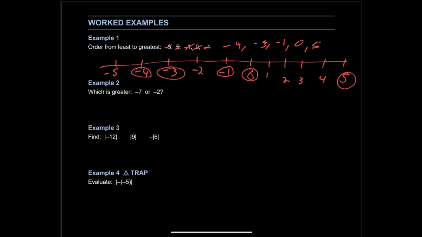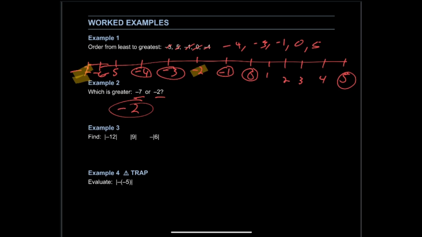Okay, so we can still use the same number line that we had before, and now we can just add -6 and -7 so that we can answer example number 2. So the two numbers that we're looking at are -7 and -2. Which one is further left? That's right, it's -7. -2 is further right. So in this case, the greater number would be -2.